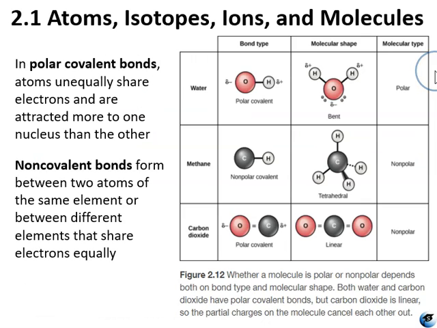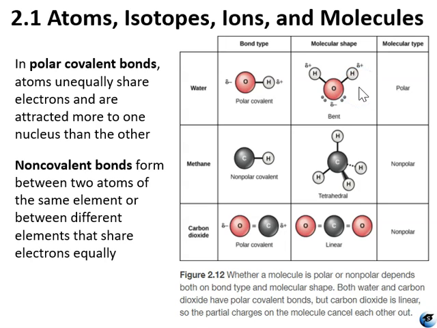Polar covalent bonding is a type of chemical bond where a pair of electrons is unequally shared between 2 atoms. In a polar covalent bond, the electrons are not equally shared because one atom spends more time with the electrons than the other atom. And this is a function of how many positively charged protons are in the nucleus.